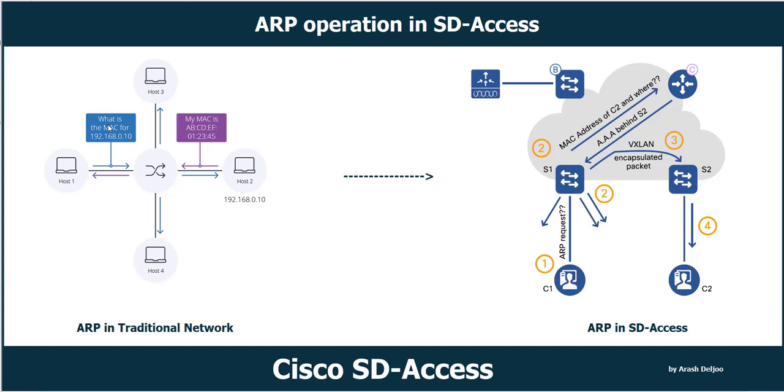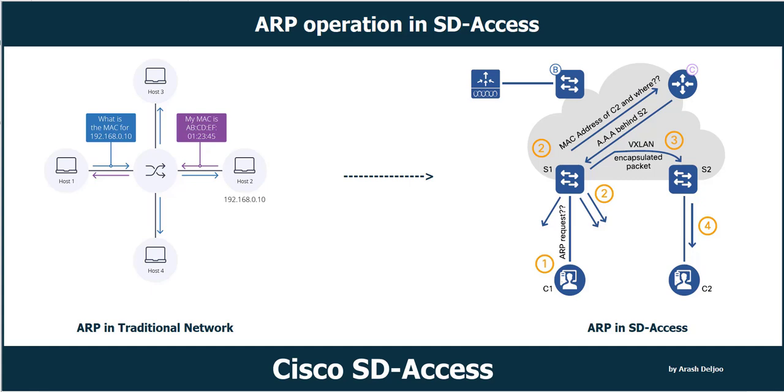And here in the left figure, you can see ARP operation in a traditional network. As you can see here, host 1 needs to find the MAC address of host 2. It will send, as you know, the ARP request. This is a broadcast message to find the MAC address for the IP address 192.168.0.10. Only the intended receiver will answer with the ARP reply message. This is unicast. As you can see, my MAC is this MAC, and after that host 1 can send traffic to host 2.